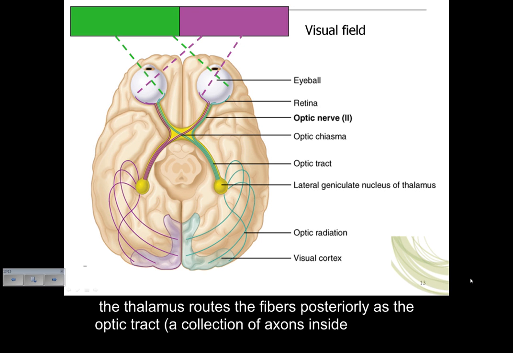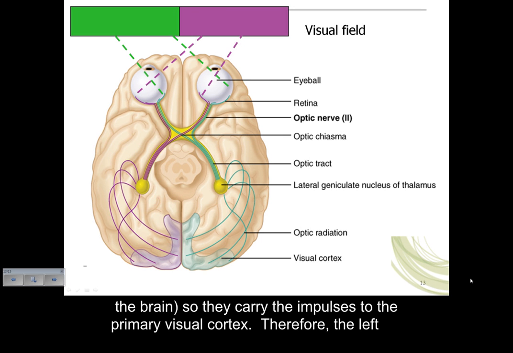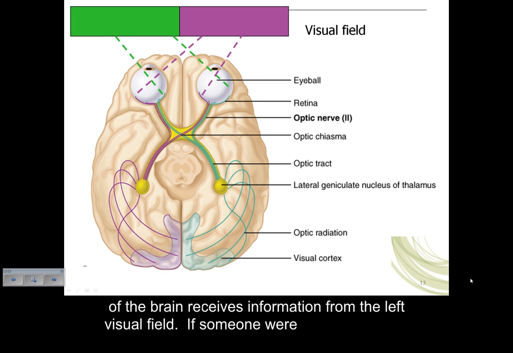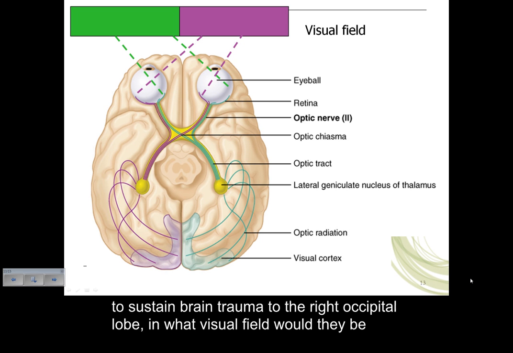This is hemidecussation. Notice that the thalamus routes the fibers posteriorly as the optic tract, a collection of axons inside the brain. So they carry the impulses to the primary visual cortex. Therefore, the left side of the cortex receives information from the right visual field, and the right side of the brain receives information from the left visual field.